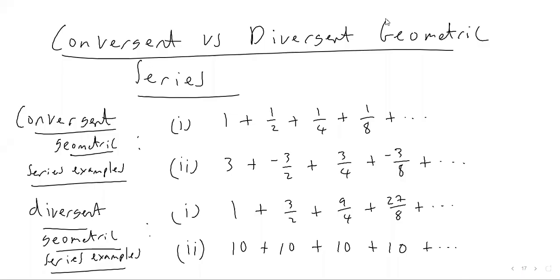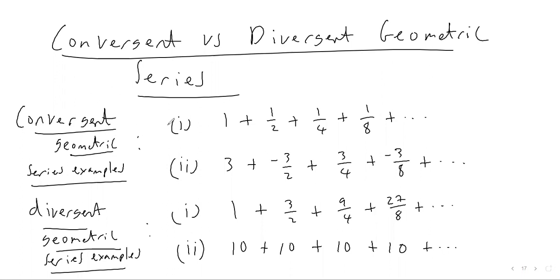Hello, so in today's video, we're going to look at convergent and divergent geometric series. So yesterday we looked at convergent and divergent geometric sequences. We're going to now consider series. So series are when you sum numbers in a sequence. So a geometric series is when you sum numbers in a geometric sequence.